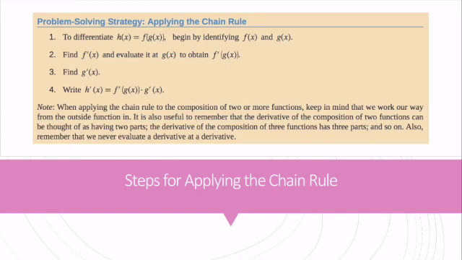So here are our steps for applying the chain rule. Identify our two functions. We already did this. Find the derivative of our outside function evaluated at g of x to obtain our first term, and then multiply that by g prime of x. Note that when we're applying the chain rule to two or more functions, we work our way from the outside in.